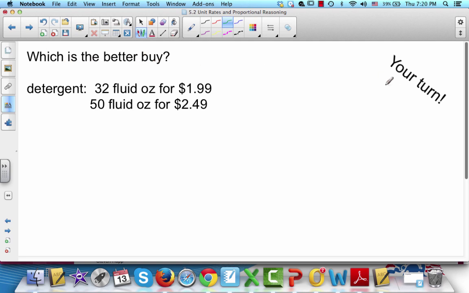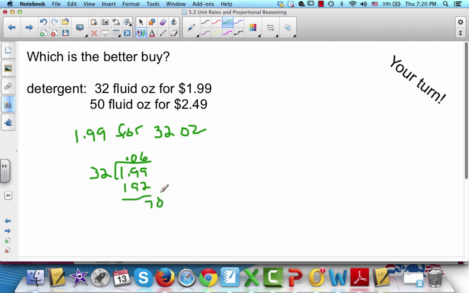All right, which is the better buy? Your turn. You do this one. Tell me which detergent you would buy. All right, so we've got 32 fluid ounces for $1.99. So we come over here and we go $1.99 for 32 ounces. And so we go $1.99 divided by 32. And that goes 0 times, okay? And then it goes 4, 5, 6 times. That gives you 192. That's a 7 left over.